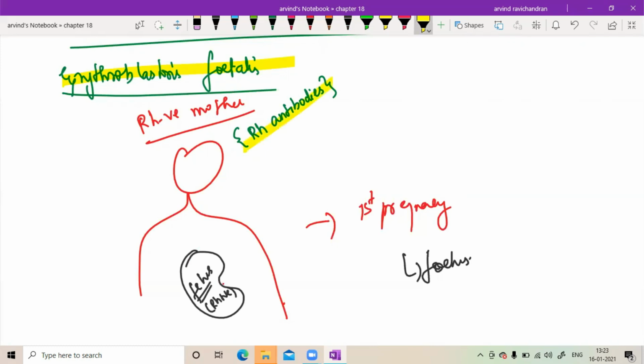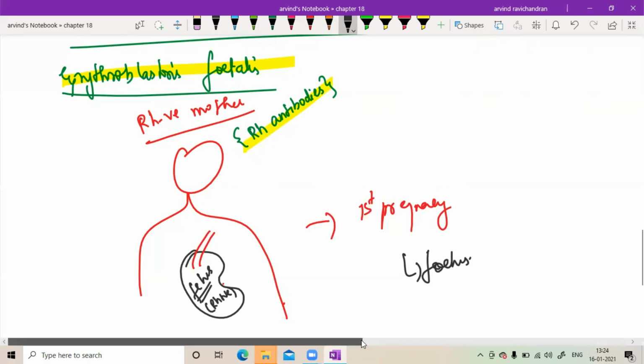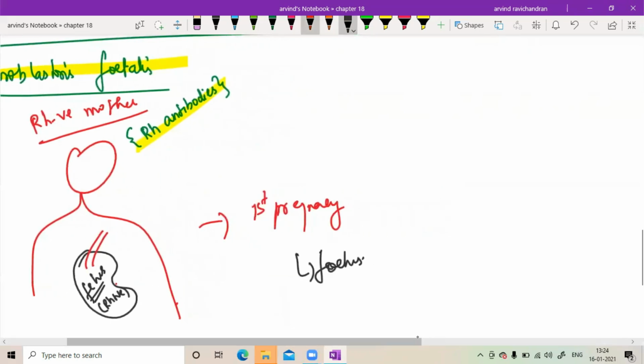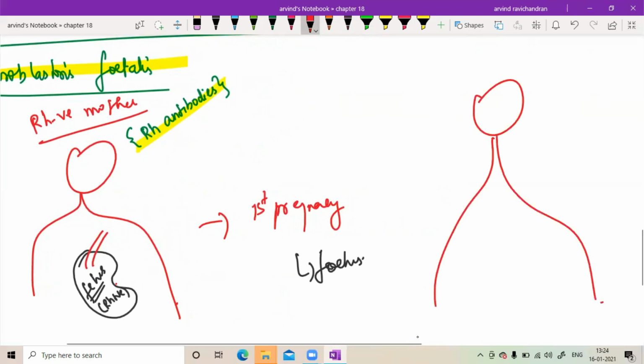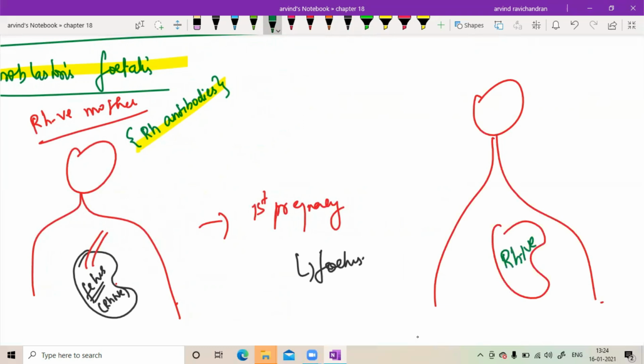Right? So during the first pregnancy, the fetus and the mother are well separated by the placenta, so there is no chance that the Rh antigens can get exposed to the mother's blood. So the first fetus is very safe, very safe. Now, suppose the same mother is planning a second pregnancy, and unfortunately, even the second fetus is Rh positive.